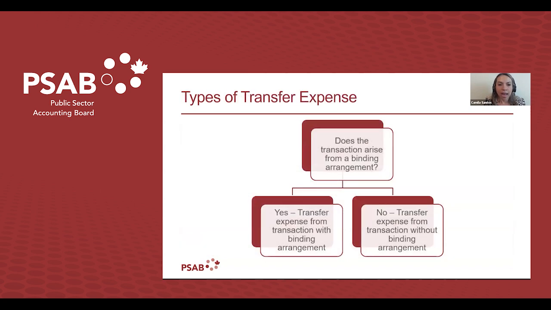The existence or absence of a binding arrangement is used to determine how to account for a transfer expense. While the concept of binding arrangement is prevalent throughout IPSAS literature, applying the concept to transfer expenses relies on understanding how a binding arrangement can be enforced. The importance of enforceability can be seen in the definition, which also can be found in IPSAS 47 because it's the same definition used in the accounting for revenue.